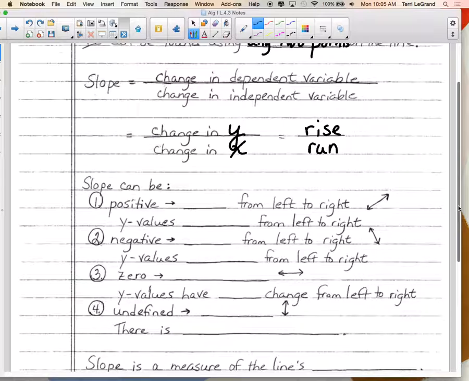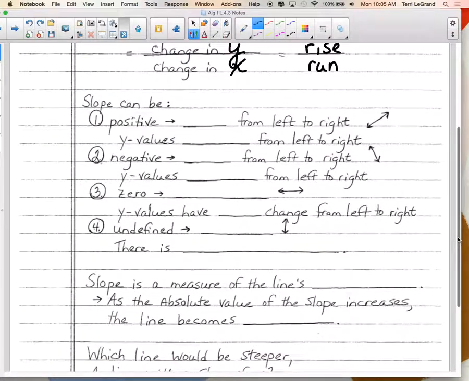Okay, so let's talk about the different types of slopes we can have. Slope can be positive. That's one of the choices. What's going on with the line when we went from left to right? Is it rising or falling as we go from left to right?